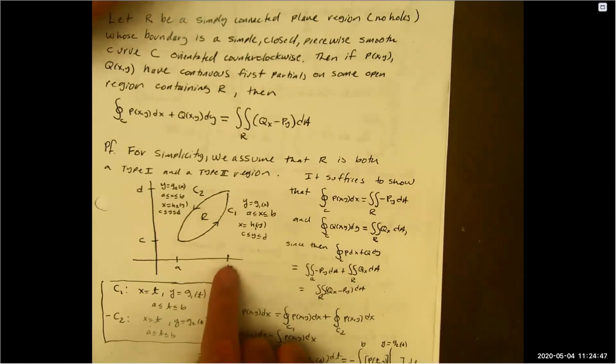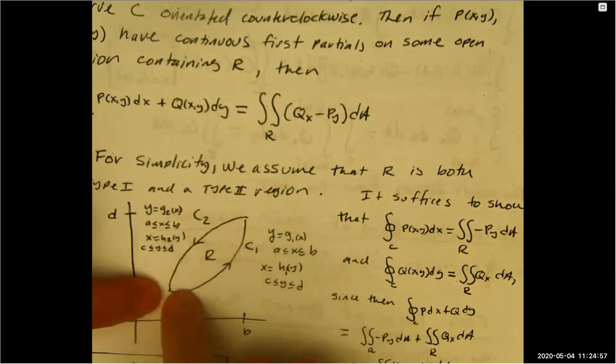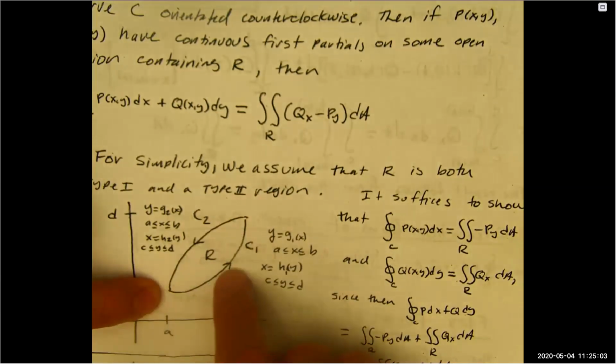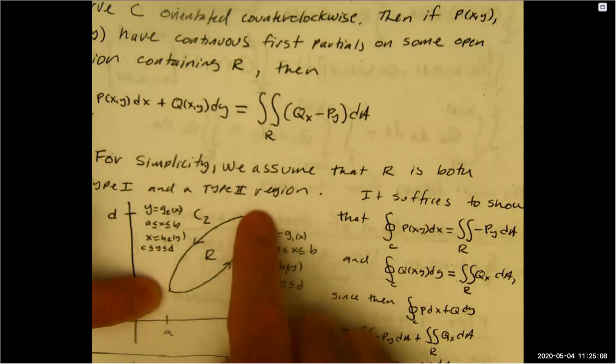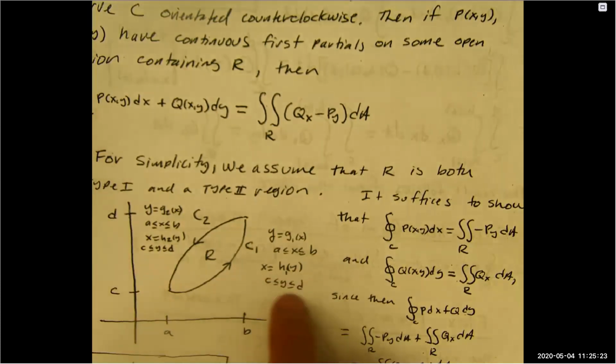All right, so what we're going to do is look at this a couple of ways. Let's focus in on this part here. We've got this curve, this region, and remember we have to traverse it in a counterclockwise way. Green's theorem requires counterclockwise. We're going to call this curve y equal to g1 of x, when a is less than or equal to x is less than or equal to b. And we're also going to have the inverse function, x equal to h1 of y, where y is going from c to d.